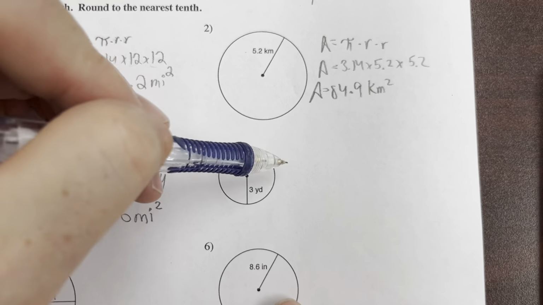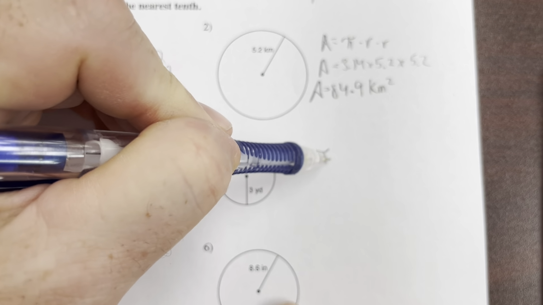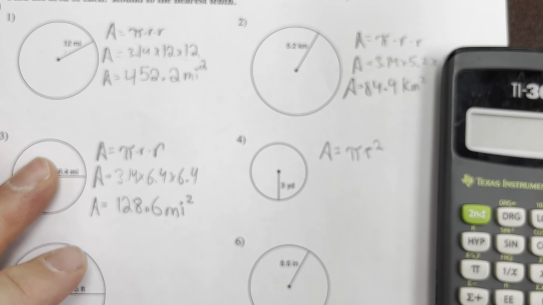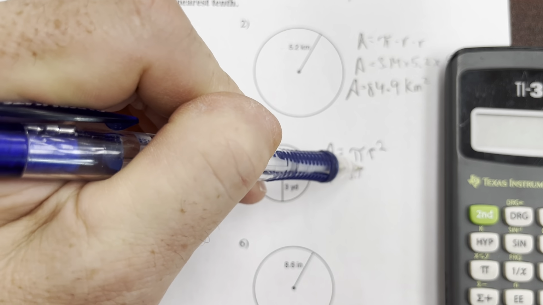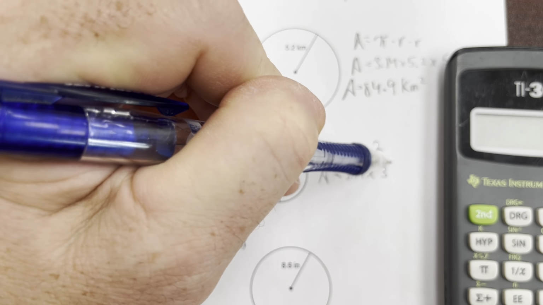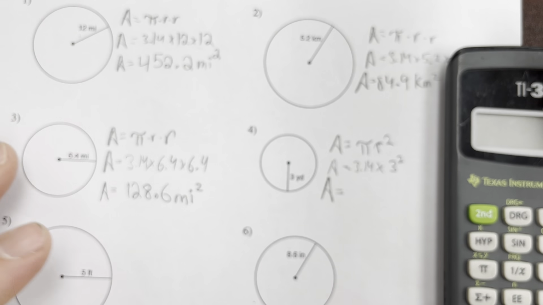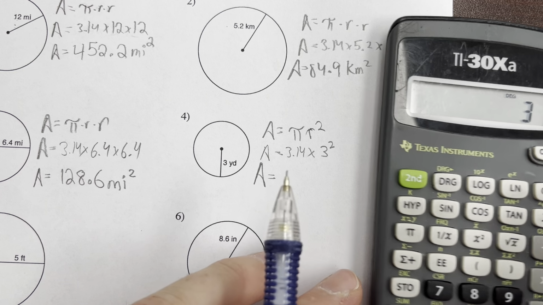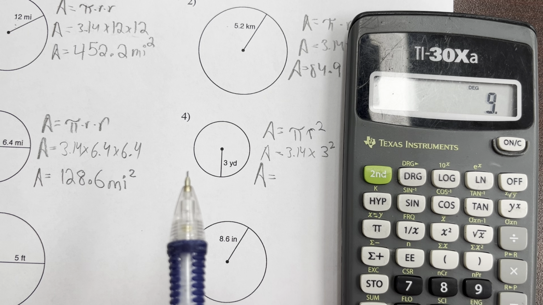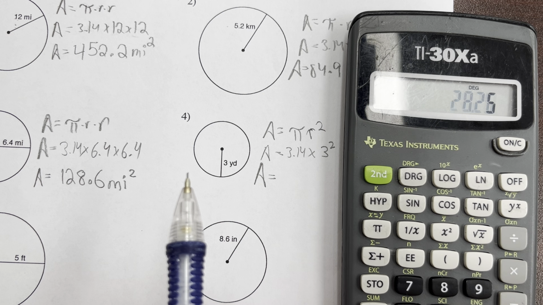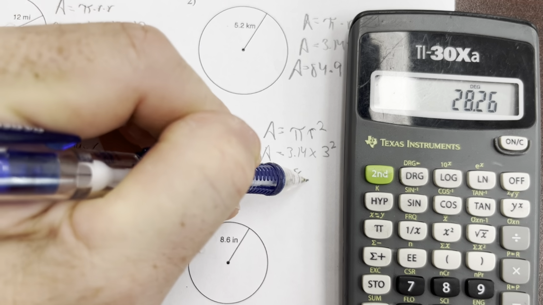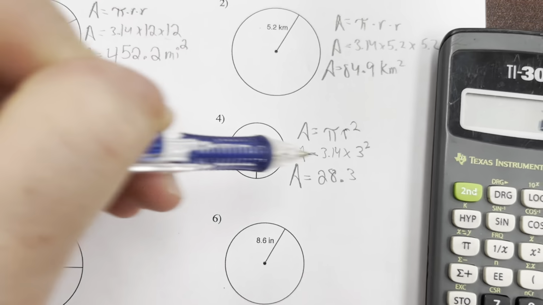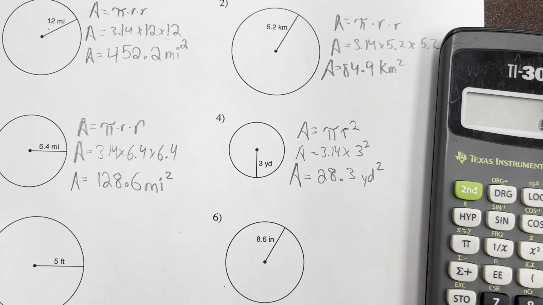All right, here's another one. Area equals pi, we're going to do this one, pi r squared. I'll show you on my calculator. So area equals 3.14 times 3 squared. So we're going to do 3.14 times 3, and then I do the squared button. 3 squared is 9, 3 times 3 is 9, equals 28 point. So it's either going to be a 2 or a 3. Beside it's a 6, rounds up to a 3 yards squared.